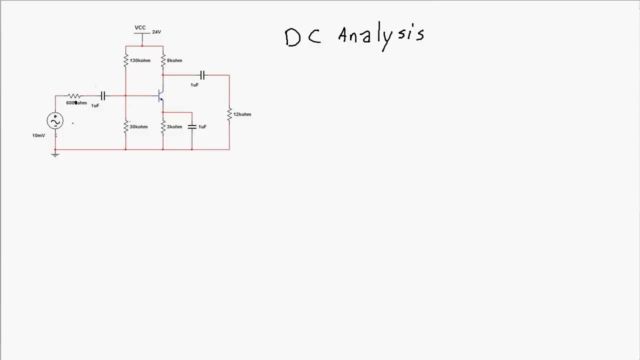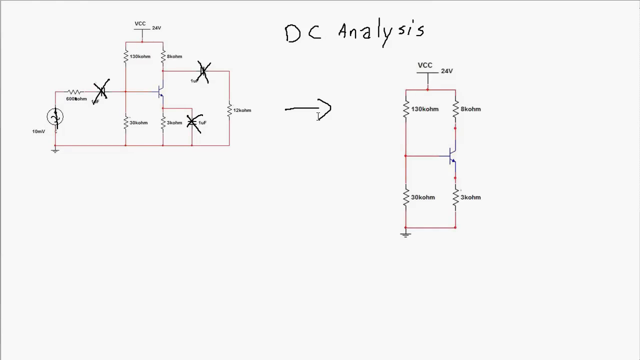The first step is I'm going to eliminate all of my AC sources, and in this case I only have the one. So what happens to eliminate the AC sources? Well, I short the AC sources. So that AC source is now short. The next thing I'm going to do is replace all the caps with opens. So all of these capacitors get opened up and basically disconnect the source, disconnect the load, and disconnect this bypassing capacitor around the emitter resistor. And when I do that, I end up with this voltage divider bias circuit.